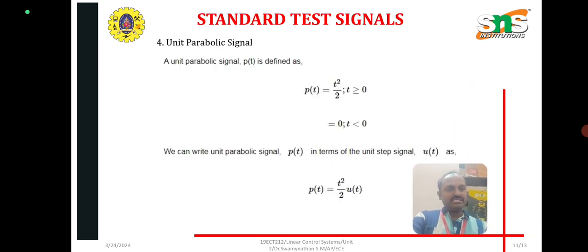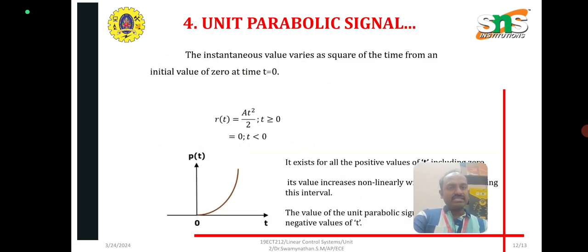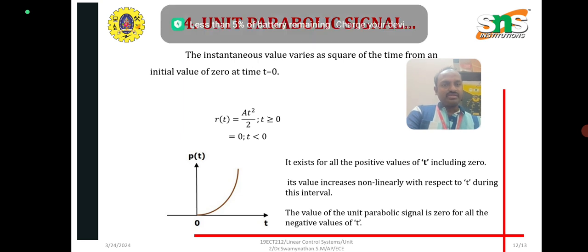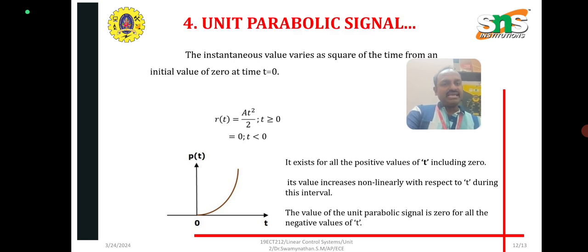Next, the unit parabolic signal, which consists of P of t is equal to t squared divided by 2 when t is greater than or equal to 0, and 0 when t is less than 0. So you can say P of t is equal to t squared by 2 into u of t. A parabolic signal varies as the square of time from an initial value 0 at t equal to 0. So r of t is equal to A t squared by 2 for t greater than or equal to 0, and 0 for t less than 0.